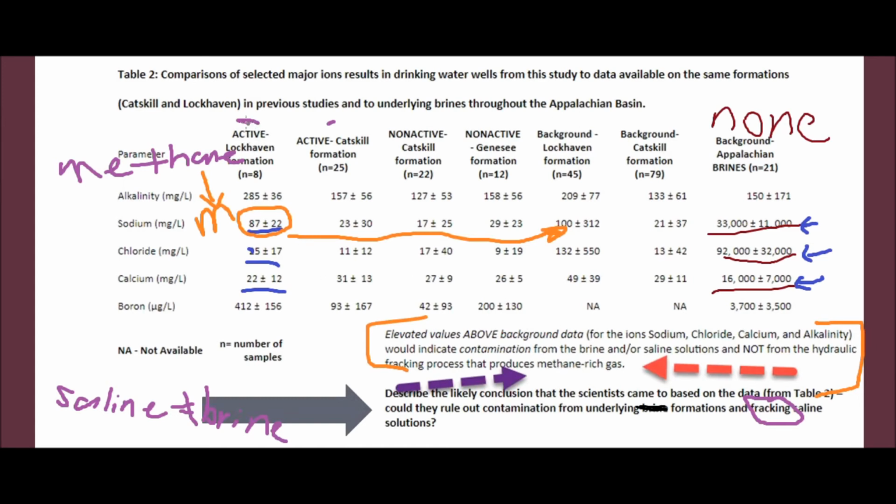Don't forget that methane is insoluble, whereas Active Catskill Formation was a mixture of both saline solutions and methane that contaminated the groundwater. An active Genesee couldn't be fully determined because no background data was given, although from table 1 it is clear to see that there is methane gas present in the water. So overall, in conclusion, one can say that the groundwater was contaminated as a result of hydraulic fracturing.